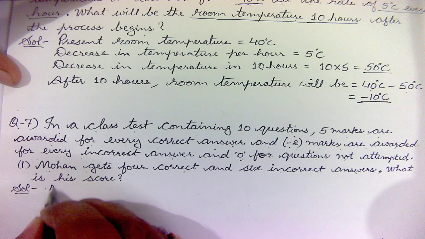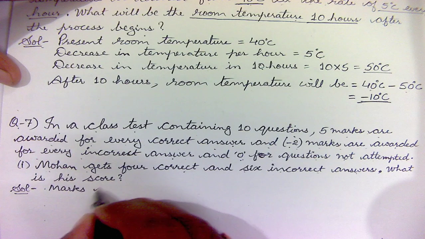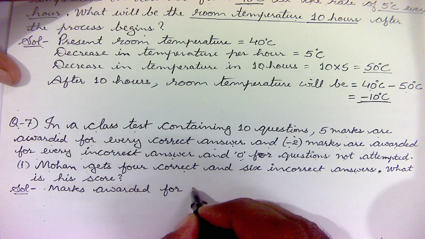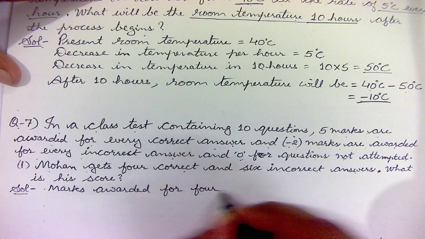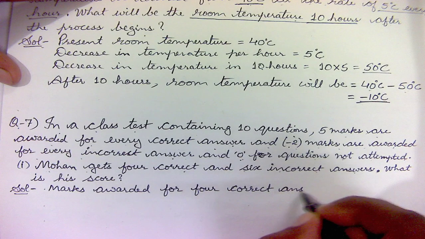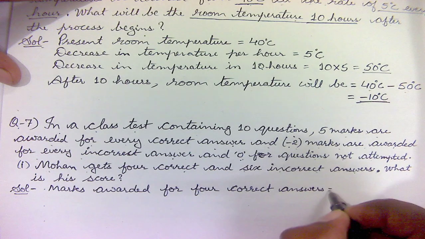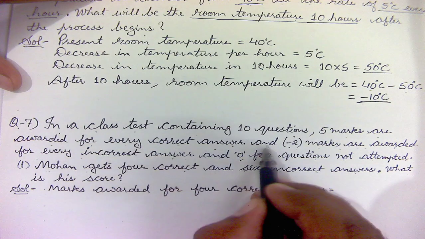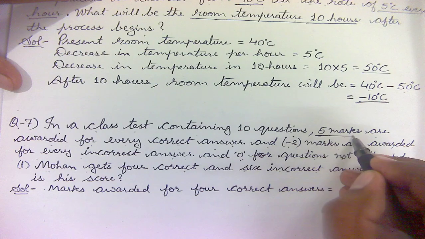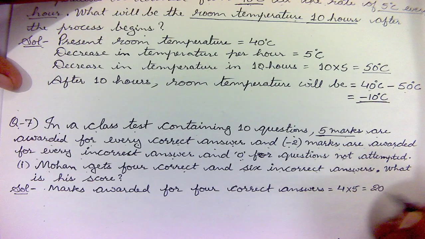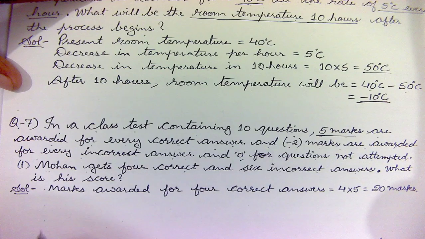So marks awarded for 4 correct answers. Now Mohan is getting 4 correct answers. So for 4 correct answers, how many marks will be awarded? One correct answer gets 5 marks. So 4 correct answers, it will be 4 multiply 5, 20 marks. 20 marks will be given.